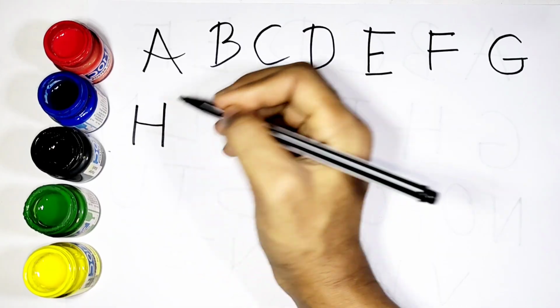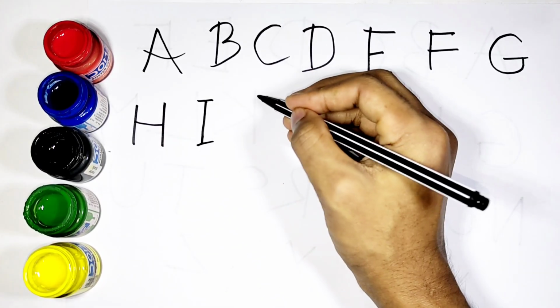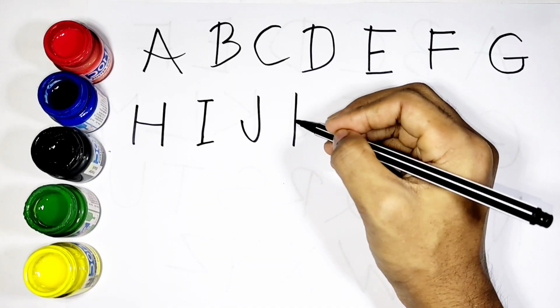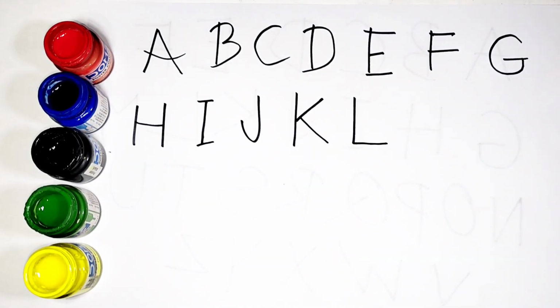Kids, now we draw H. And the next one is I. Now we draw J. The next one is K. L for lion, L for lemon.